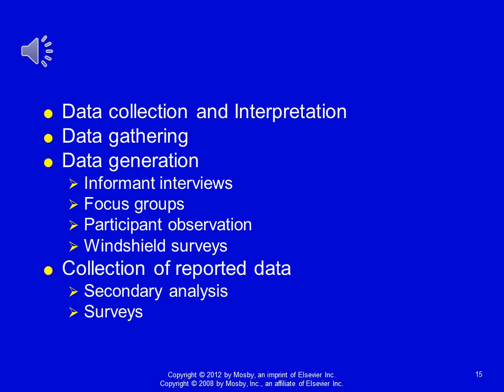Data gathering is the process of obtaining existing readily available data. They usually describe the demography of the community, like the age, sex, socioeconomic status, and racial distribution. They include vital statistics like morbidity and mortality data.